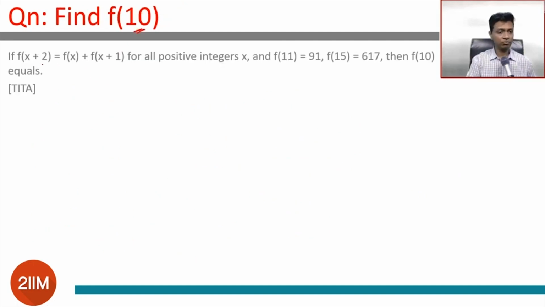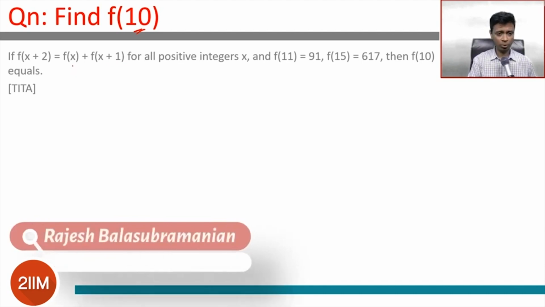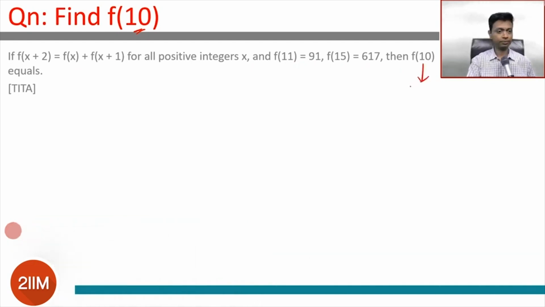Find f of 10. f of x plus 2 is f of x plus f of x plus 1, for all positive integers x. f of 11 is 91. f of 15 is 617. We need to find f of 10.